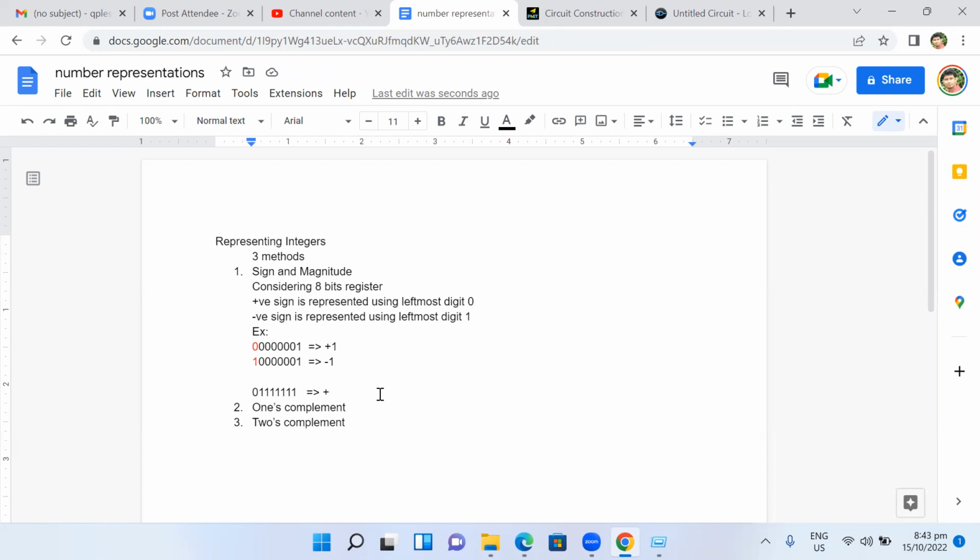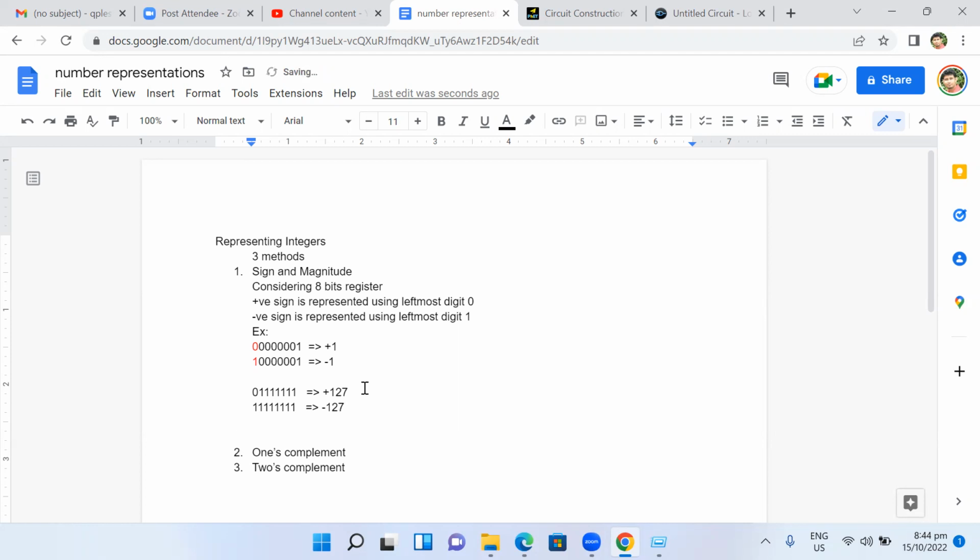Yes, it is 127. How did you calculate? You just add the numbers: 1 plus 2 plus 4 plus 8 plus 16 plus 32 plus 64. Just add the numbers together. That is 127. And at the same time, this one will be negative 127, positive 127, and negative 127.